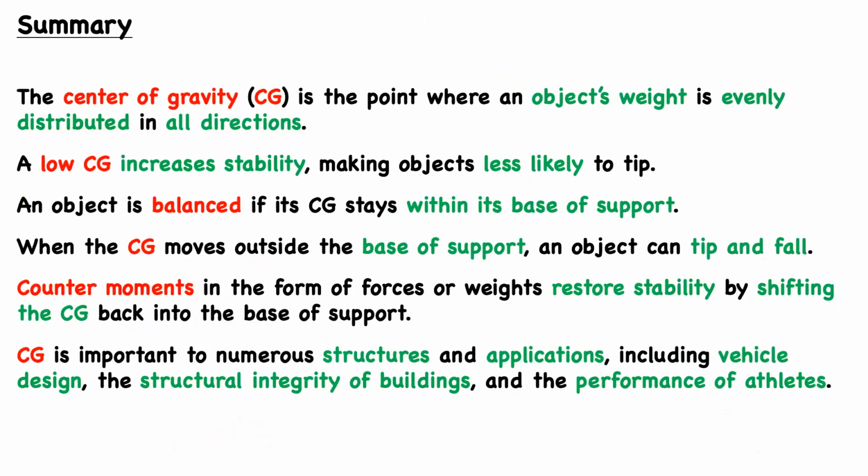So now again, let's summarize some of the most important points from this lesson. First of all, the center of gravity, often called the CG, is the point where an object's weight is evenly distributed in all directions. A low center of gravity increases the stability, making objects less likely to flip, and an object is considered balanced if its center of gravity stays within its base of support.